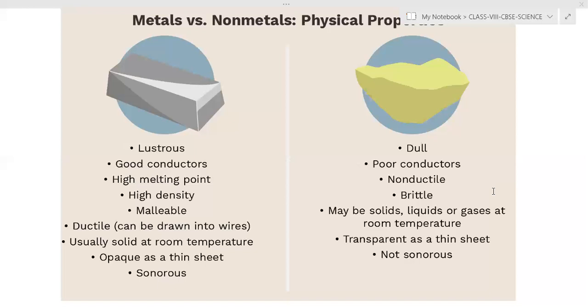Sodium and potassium are soft and can be broken or cut with a knife. Mercury. It is a liquid metal. It is the only metal which is found in liquid state at room temperature.